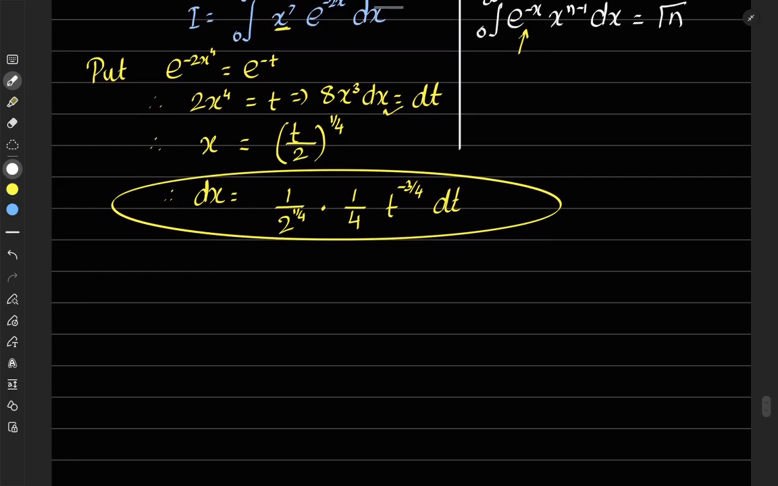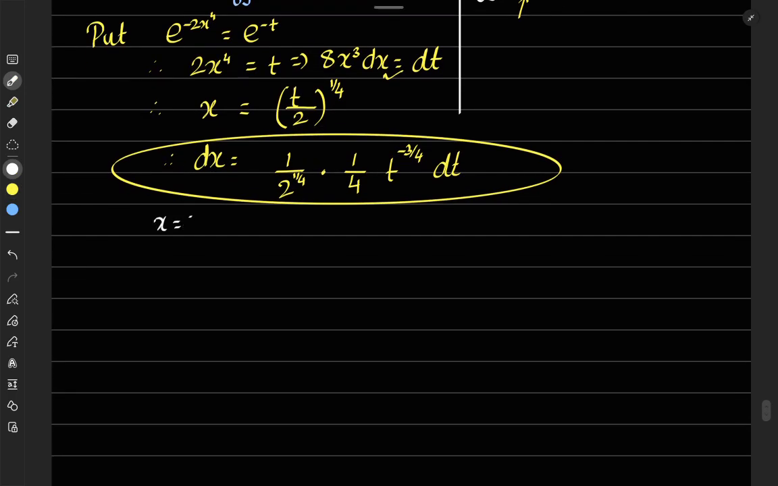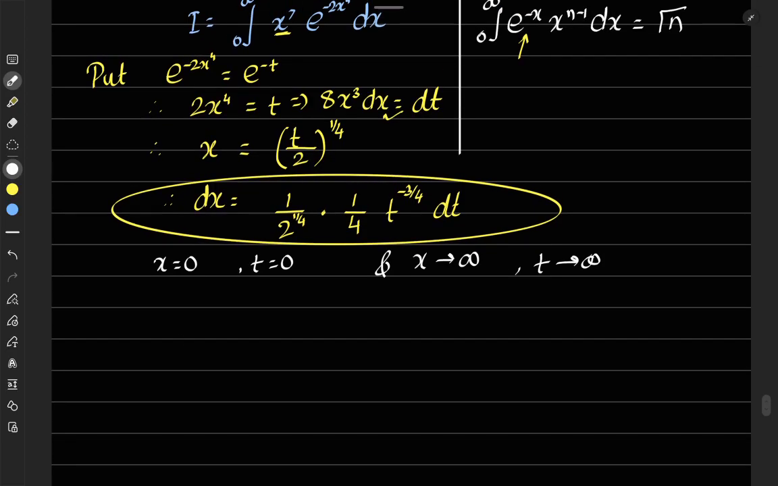So again we will check the limits. When x is 0, notice that t is also 0, and when x is going to infinity, t is also going to infinity. From this formula it is clear. So we will again rewrite our integral I as integral 0 to infinity in terms of t.